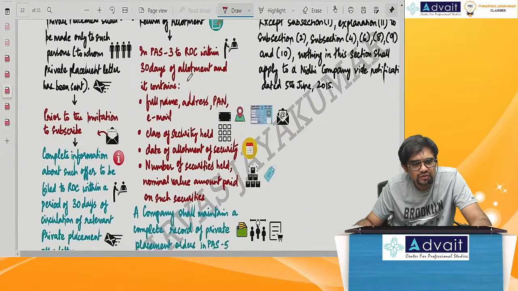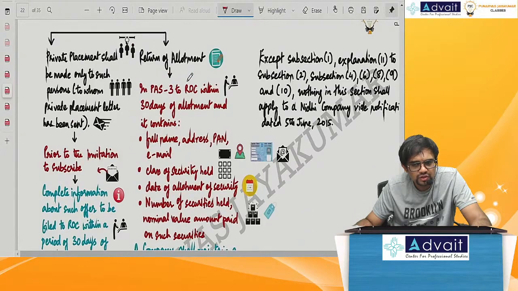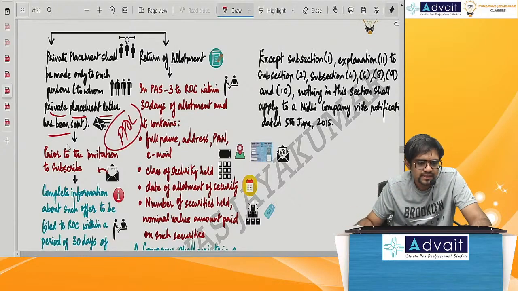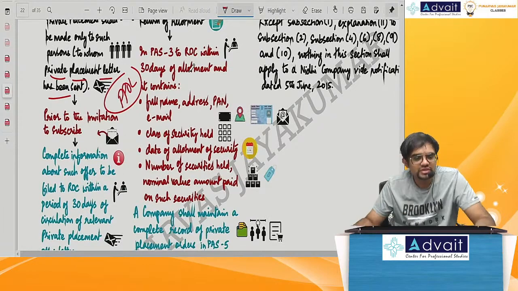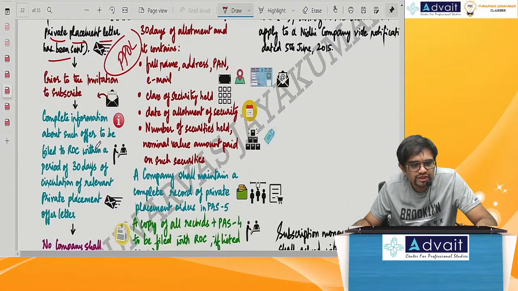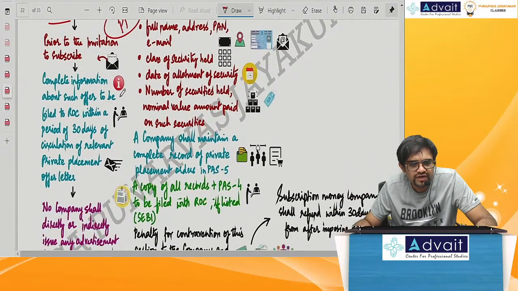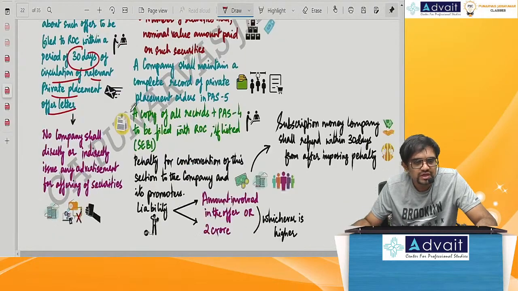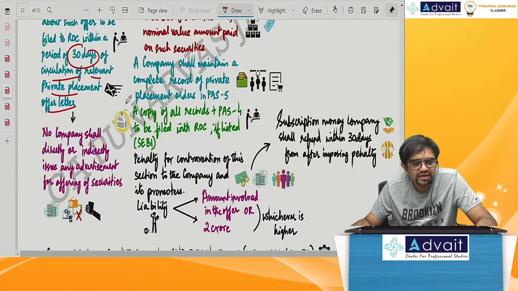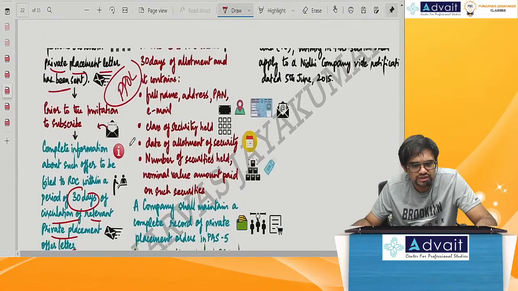Private placement will only be done to those people to whom I have sent a PPOL, private placement offer letter, prior to invitation to subscribe. Complete information about such offer is to be filed with the ROC within a period of 30 days of circulation of the relevant private placement offer letter. No company shall directly or indirectly issue any advertisement for offering of any securities as such.